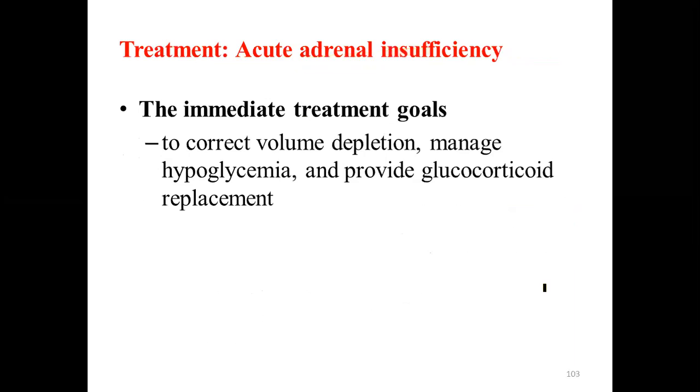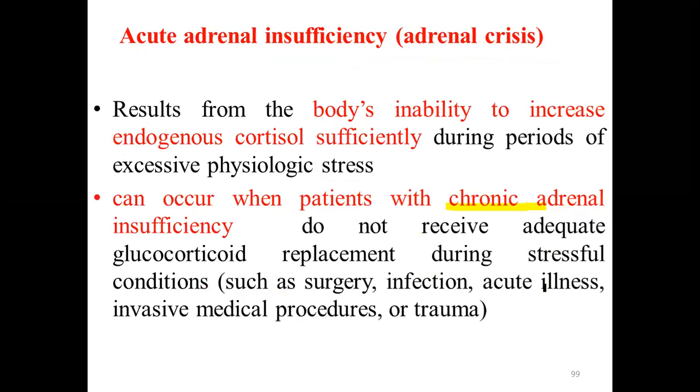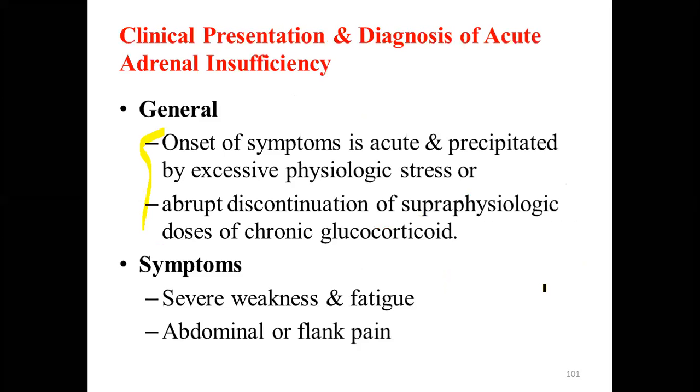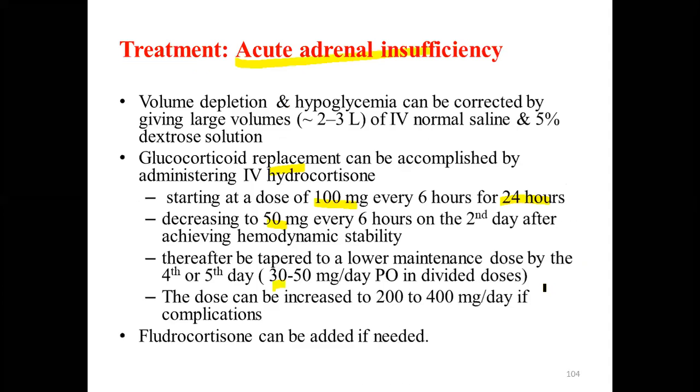So it can even be caused by infection. It can even be caused by infarction of the adrenal gland itself. But what is a very common cause of acute adrenal insufficiency is abrupt discontinuation of chronically administered glucocorticoid. Did I answer your question? Yes, thank you. Yes, you did. Okay, fine.